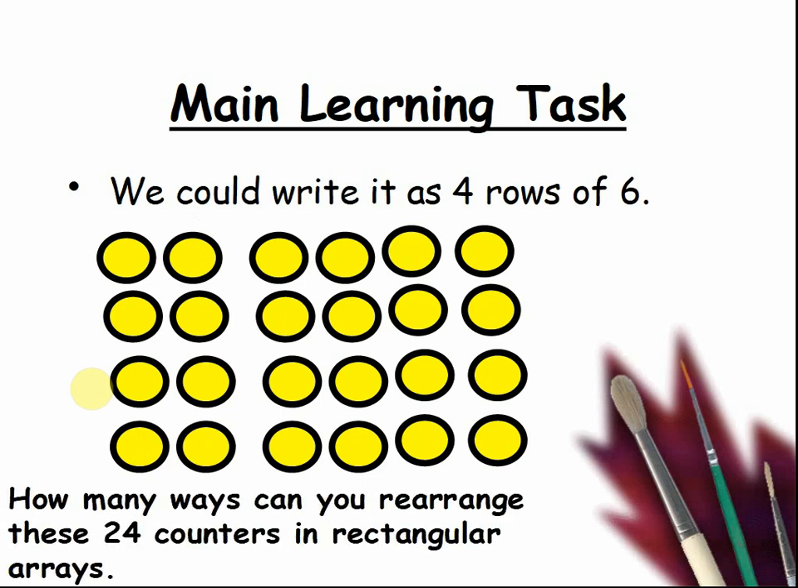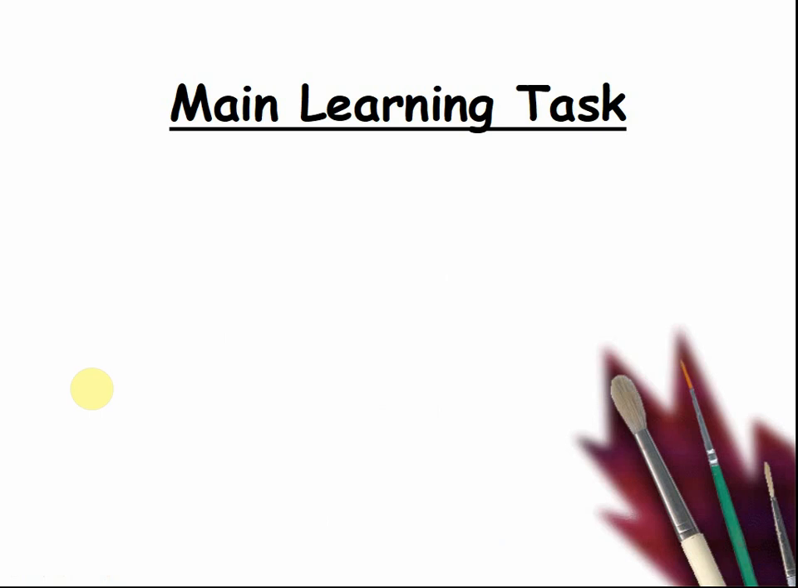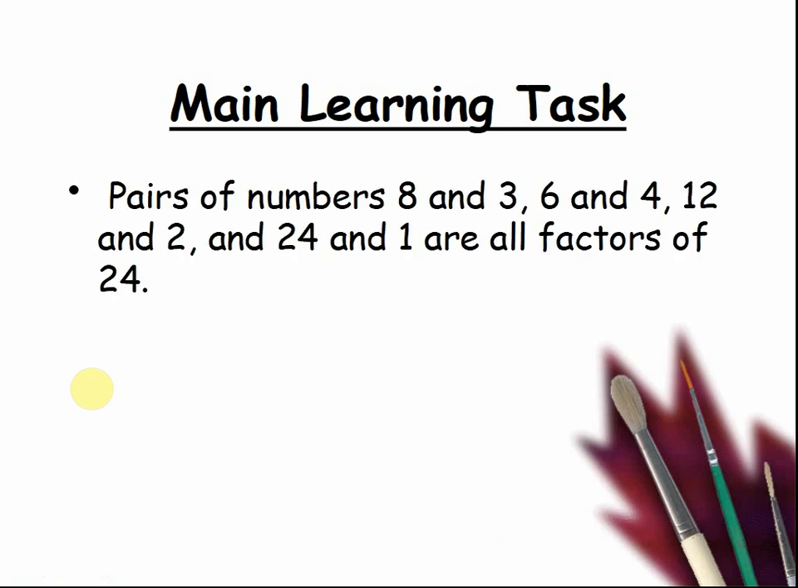How many ways can you rearrange these 24 counters in rectangular arrays? Pause the video and discuss a little bit more. Pairs of numbers 8 and 3, 6 and 4, 12 and 2, and 24 and 1 are all factors of 24. So they can all make rectangular arrays.